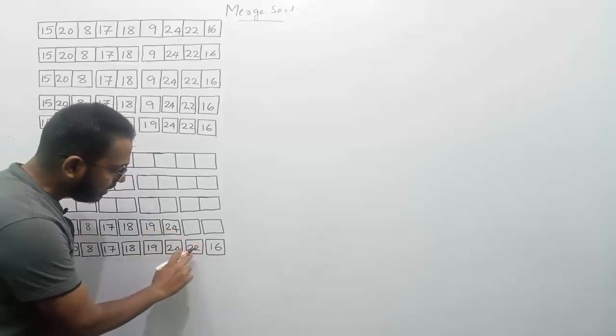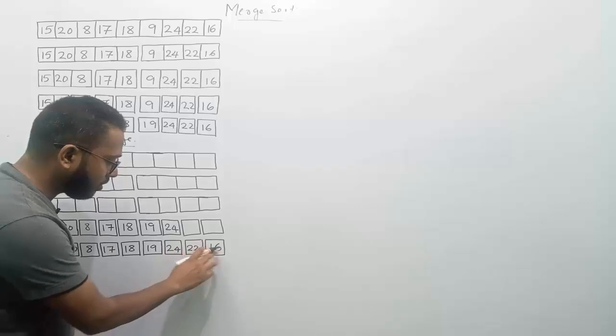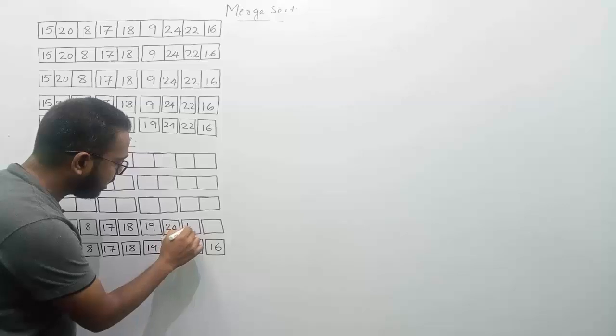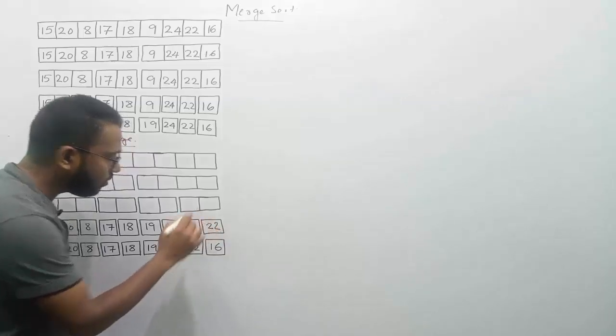And then here these two numbers are not sorted, so we'll compare. Out of these two, 16 is the smaller, so we'll bring 16 here, and then 22.